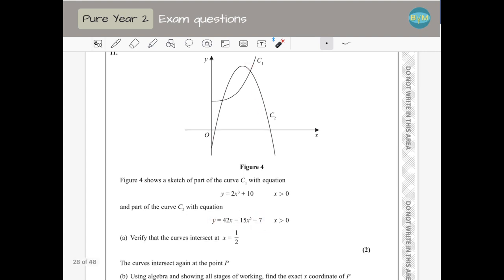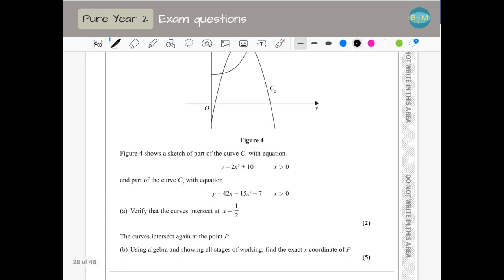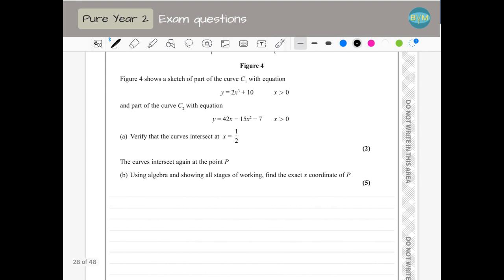Verify that the curves intersect at x equals 1/2. So if they intersect at x equals 1/2, that means that the y is going to be the same for both of them when x is 1/2. So this is what we are going to check. We are going to substitute 1/2 here, find y, and check that it's the same when we do it with the second equation. So that part is quite simple.